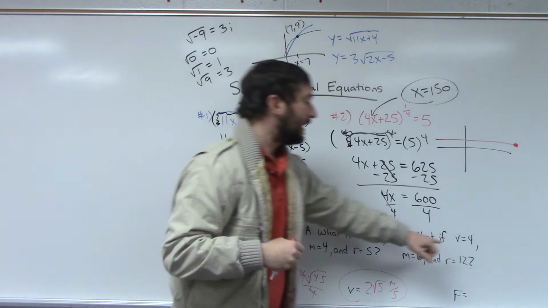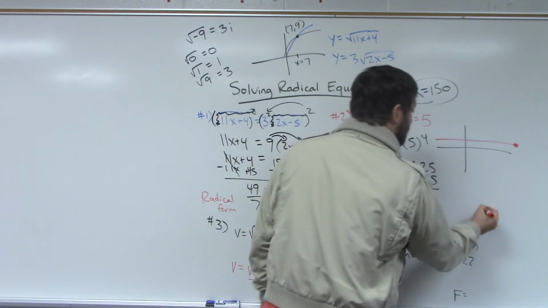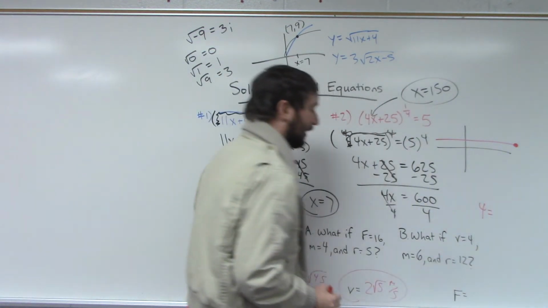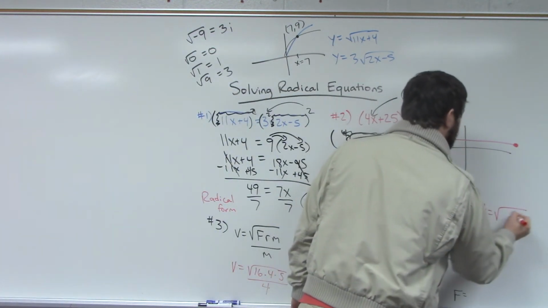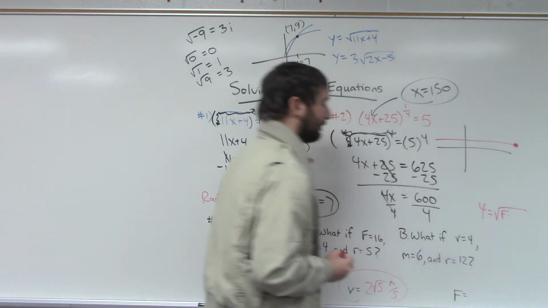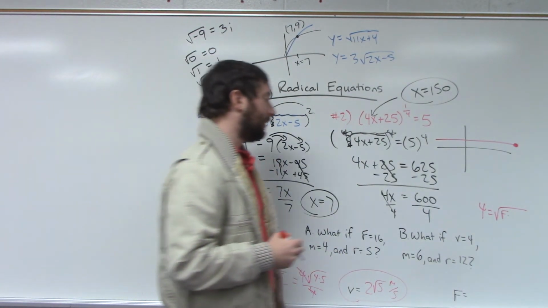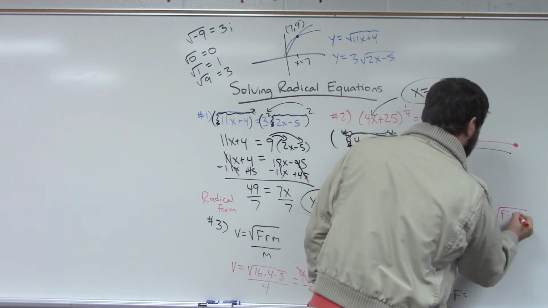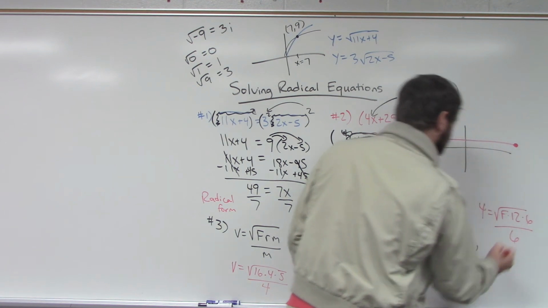So for example, if we're given velocity here, so velocity equals 4, and we're given mass and we're given radius, but we're not given the force. Notice that's missing. We don't know what F is. That means we're going to have to do opposite operations. We will have to solve algebraically in this case to see what we would get.